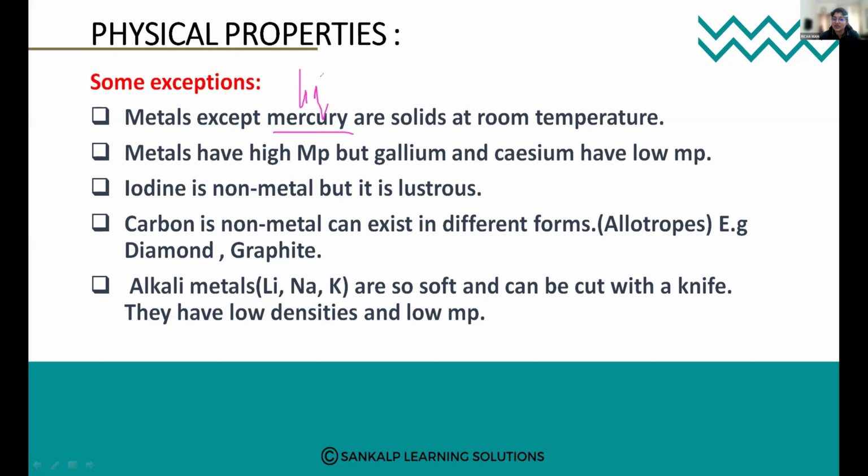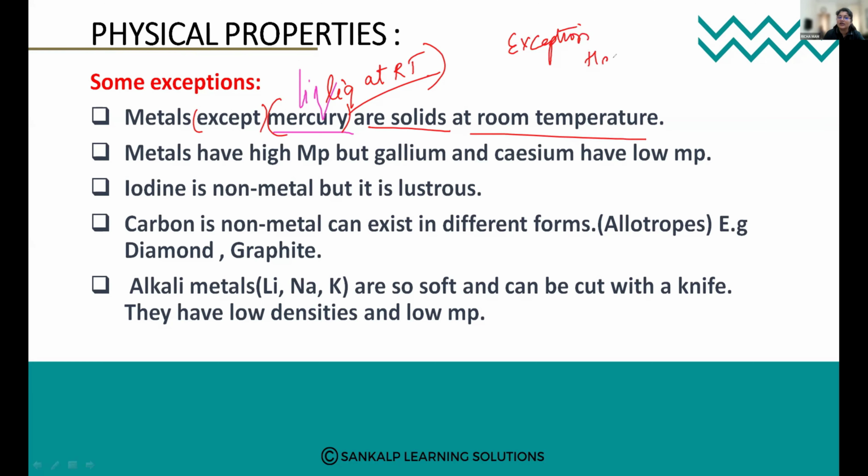So there are a few exceptions. Except for mercury, all metals are solid at room temperature. Mercury is liquid at room temperature. So this is the exception. Remember that all metals are solid at room temperature, and the exception is mercury, which is liquid.